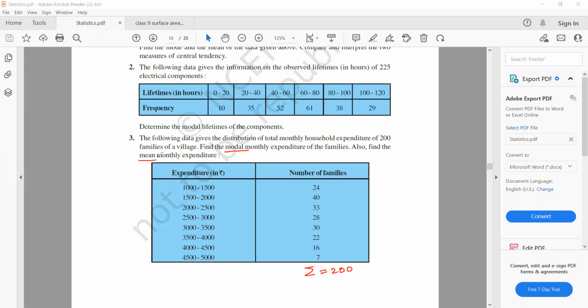Mean from any method you can find, Martin. Shortcut method, or the assumed mean method, or the step deviation method. Can you use, sorry, assumed mean? Should I solve it?